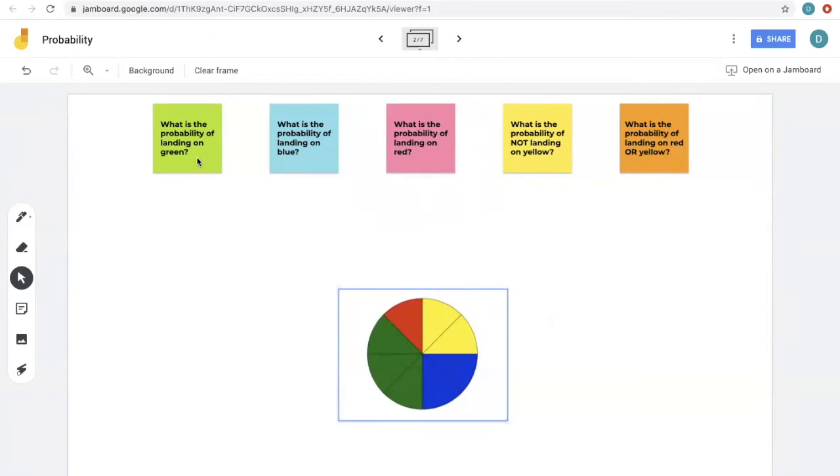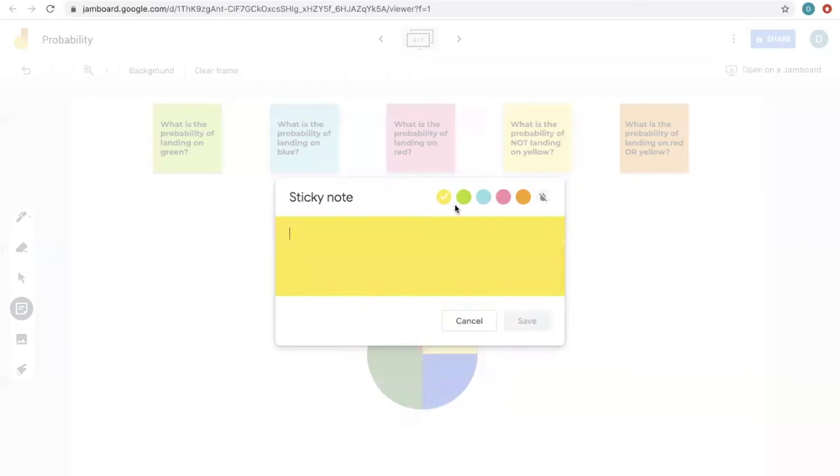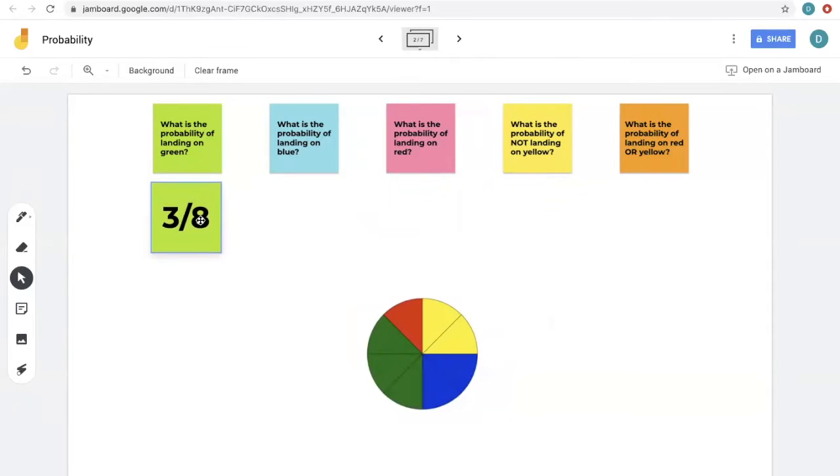And so let's say, what is the probability of landing on green? Well, the first thing you want to do is you want to find out how many green slices there are. So there are 1, 2, 3 slices of green. Well, how many slices total are there? Well, there are 8. So your probability of landing on green is 3 out of 8. Just like that. And you'll notice 3 is the amount of green there are, and then 8 is the total.